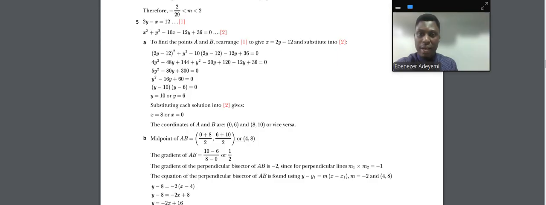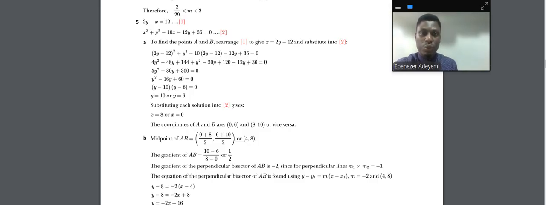So dividing everything by 5 will give us y squared minus 16y plus 60 equals 0. When we solve this quadratic equation by factorization, (y minus 10)(y minus 6) equals 0, which tells us that y is 10 or 6. Then I have the value for y. Now I can substitute this in my equation 1.